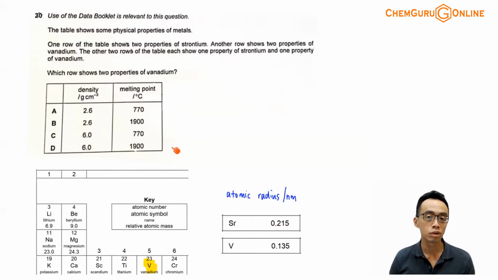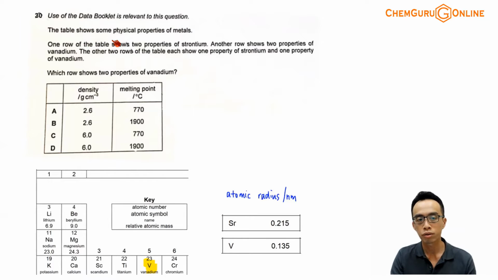Now in this video, we want to discuss the suggested solution for 2020 A-Levels H2 Chemistry Paper 1 Question 30. Alright, question 30, the last question for this Paper 1. The use of the data booklet is relevant to this question.